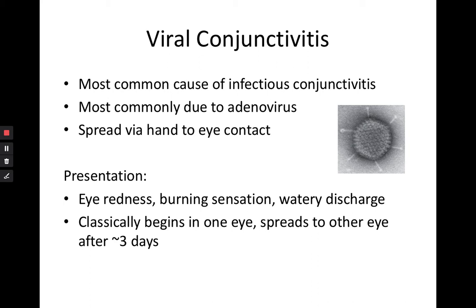Patients usually present with eye redness and a mild burning sensation with associated tearing and watery discharge. Classically, it begins in one eye and then spreads to the other eye after about 3 days. There's usually no change or decrease in visual acuity. And as I mentioned earlier, you see follicles on slit lamp and fluorescein examination.